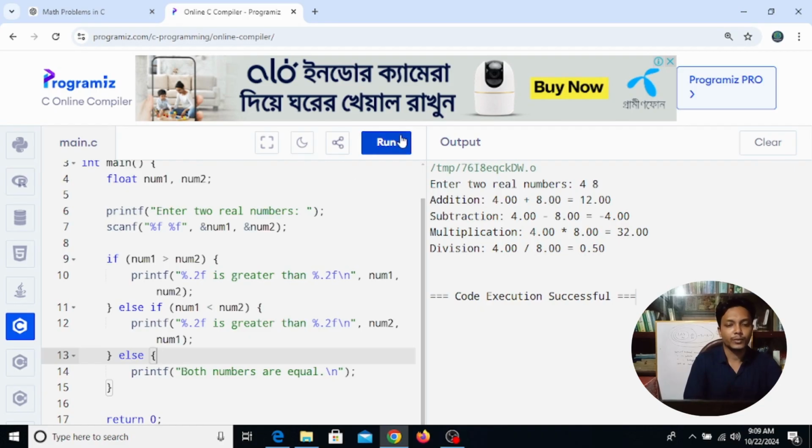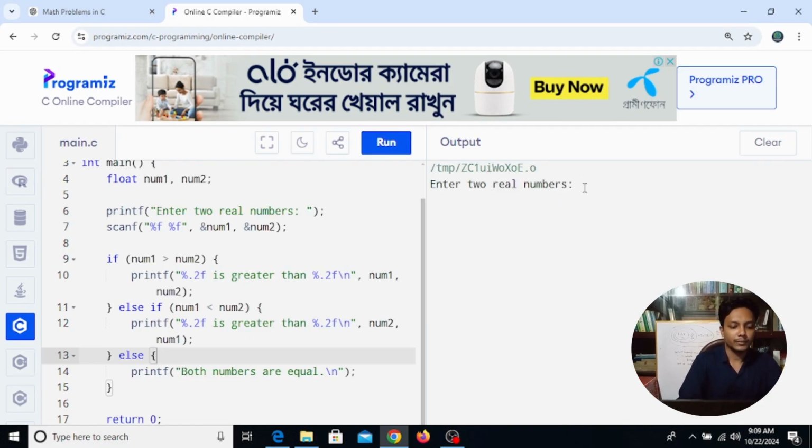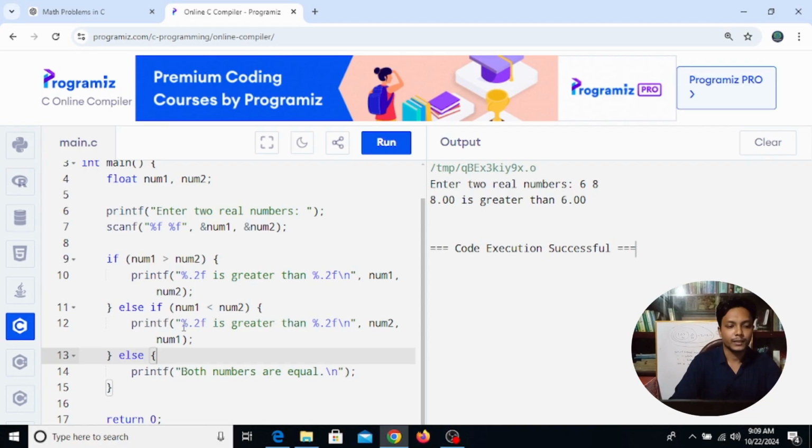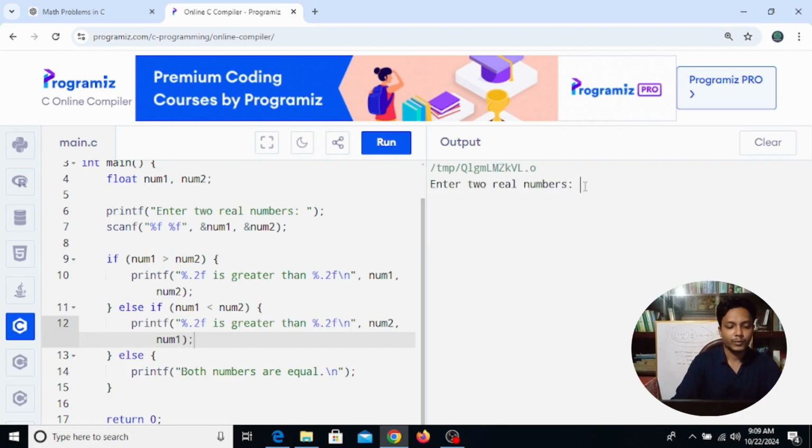So if we run this program, and if we put number 1 and number 2 like 4 and 4, both numbers are equal, you see. If we provide 6 and 8, 8 is greater than 6. Okay, so in this case, this condition was executed, right? If we provide 9 and 5, 9 is greater than 5. So in this case, the first one was executed.